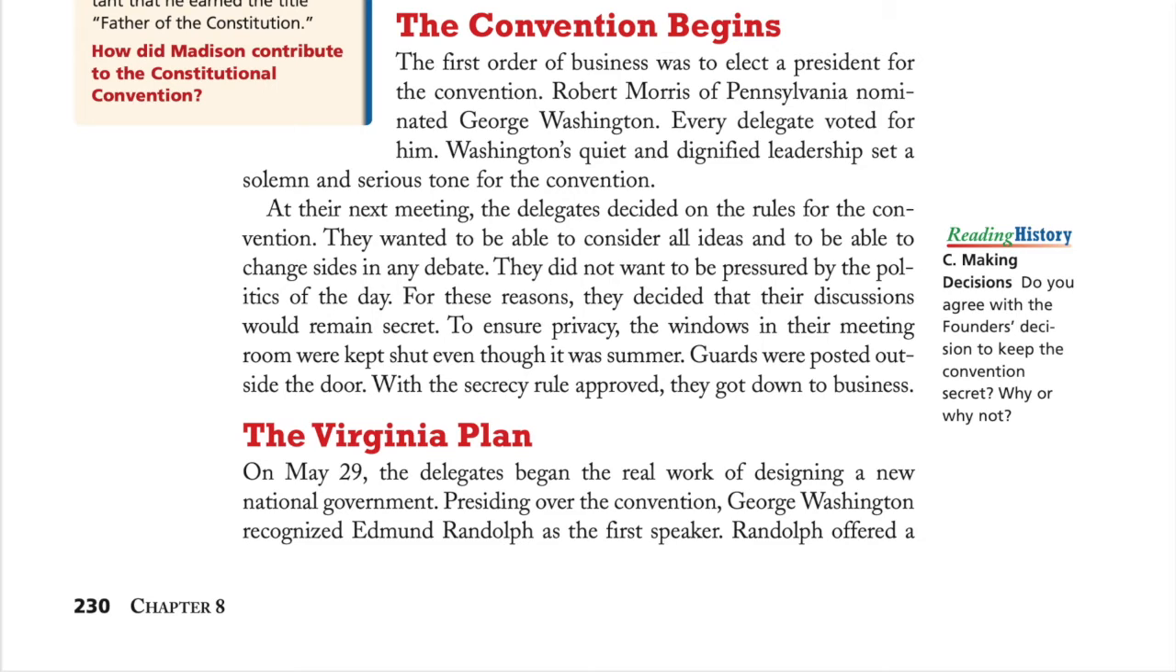At their next meeting, the delegates decided on the rules for the convention. They wanted to be able to consider all ideas and to be able to change sides in any debate. They did not want to be pressured by the politics of the day. For these reasons, they decided that their discussions would remain secret. To ensure privacy, the windows in their meeting room were kept shut even though it was summer. Guards were posted outside the door. With the secrecy rule approved, they got down to business.